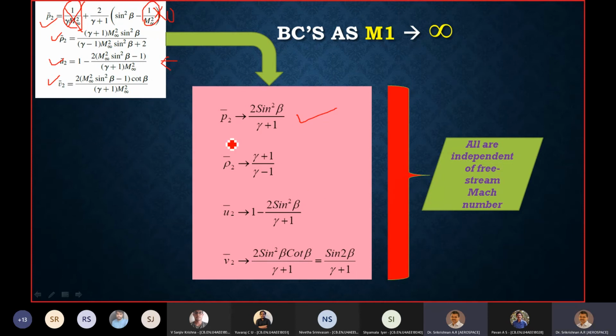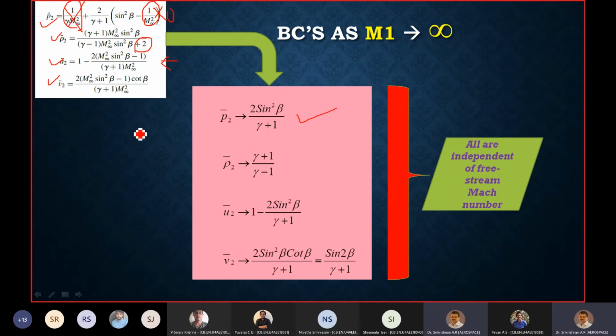And ρ2, again, this we have done earlier, gamma plus 1 by gamma minus 1. So you have gamma plus 1, M infinity squared, sine squared beta, and these two become negligible. So the rest gets cancelled in the numerator and denominator, and what remains is gamma plus 1 by gamma minus 1. Similarly, U2 and V2 can also be simplified by the same approach.